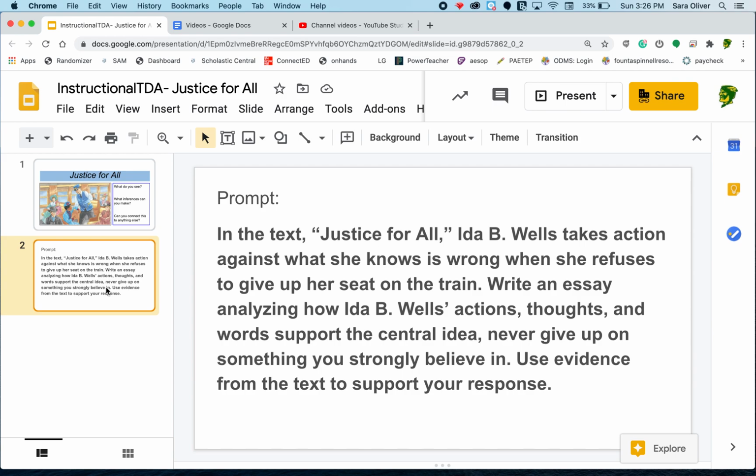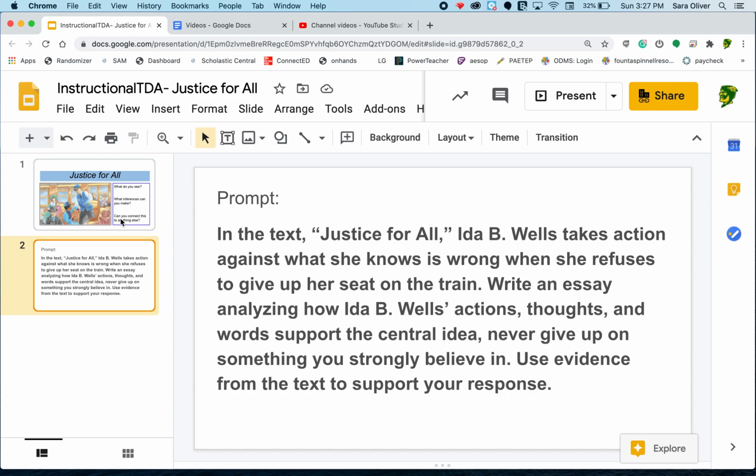In the text Justice for All, Ida B. Wells takes action against what she knows is wrong when she refuses to give up her seat on the train. Write an essay analyzing how Ida B. Wells' actions, thoughts, and words support the central idea. Never give up on something you strongly believe in.